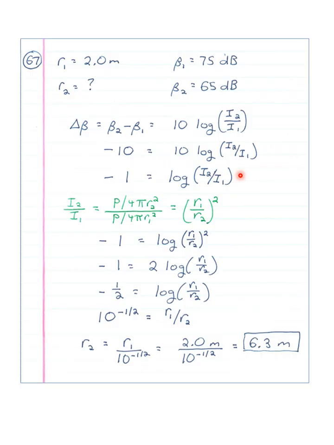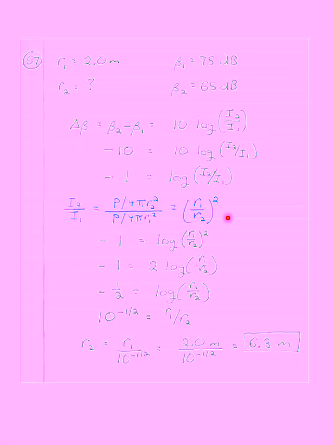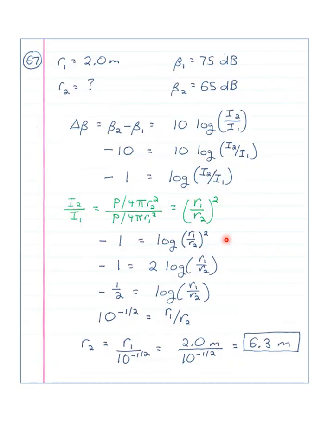Let's see what happens with I2 over I1. Specifically, we want to start to involve the distances because we're given things in terms of R. So here I've done in the green ink, I2 over I1 is P over 4 pi R2 squared divided by P over 4 pi R1 squared. Things divide out and you're left with R1 over R2 squared. All right, so now back to the blue ink. You notice up here I've done logarithm of I2 over I1. Now let's replace that I2 over I1 with R1 over R2 squared.